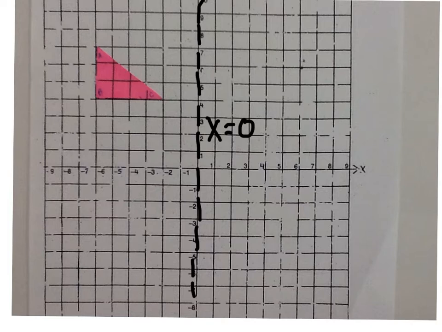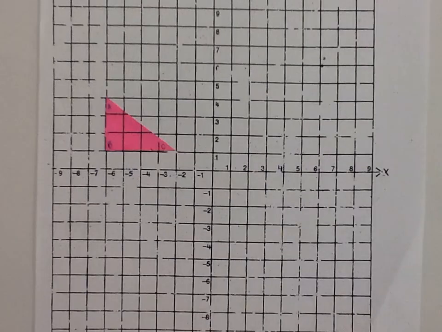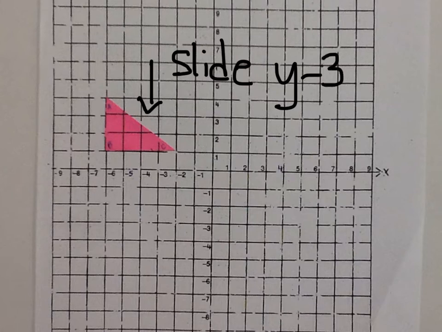Now the shape is going to move again. Here it is. Pause your video, write down what happened to the triangle. How was it moved? Welcome back from pausing the video. What happened is that we slid or translated the shape down by 3 units. So that would be y minus 3.